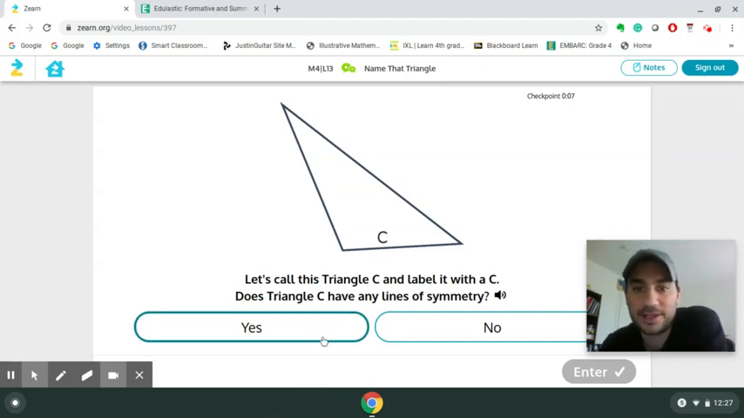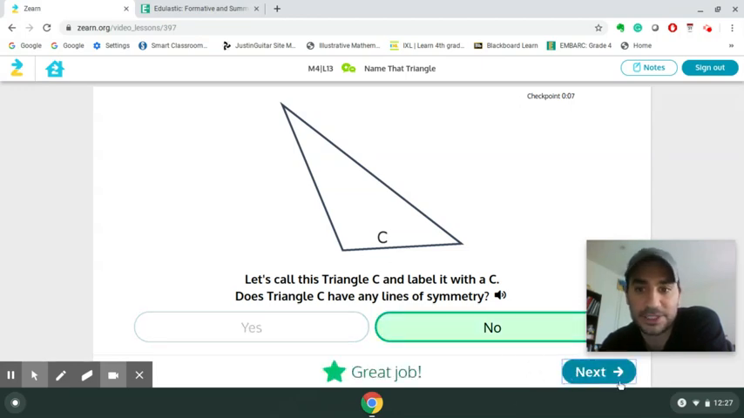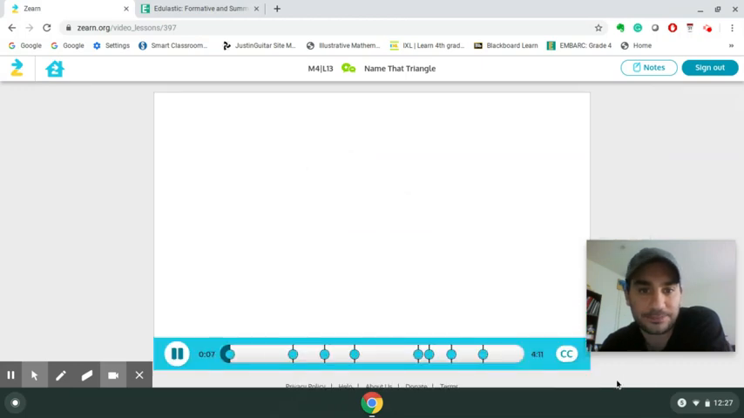All right, my friends, you are back. So it looks like this is a funky triangle here, right? I don't know if anything really matches. I don't see any lines of symmetry. Let's go ahead and click no. Great job. No lines of symmetry.